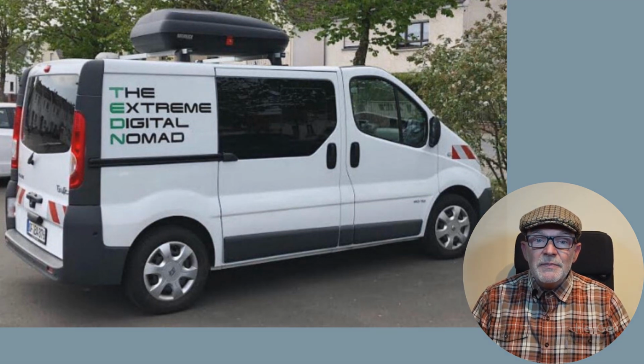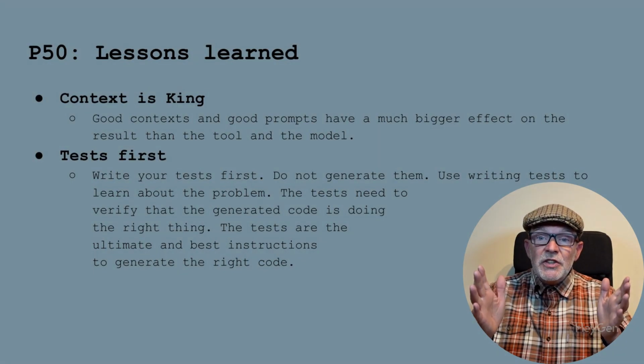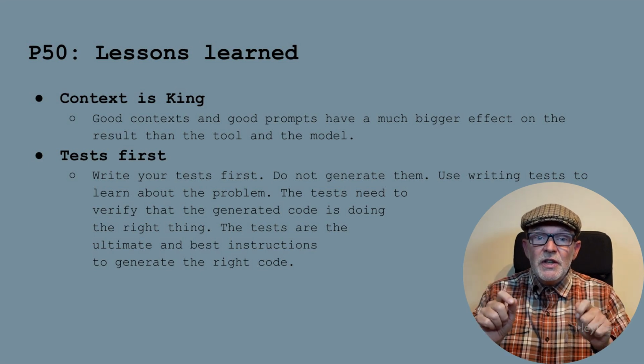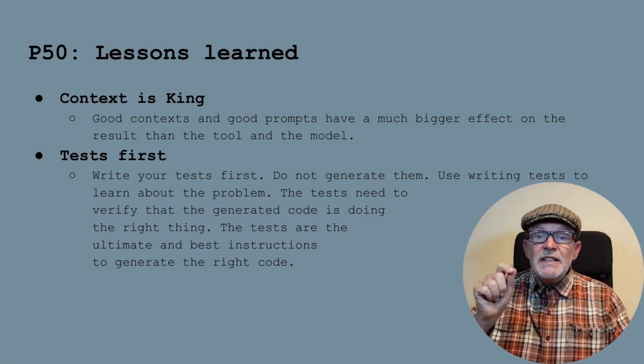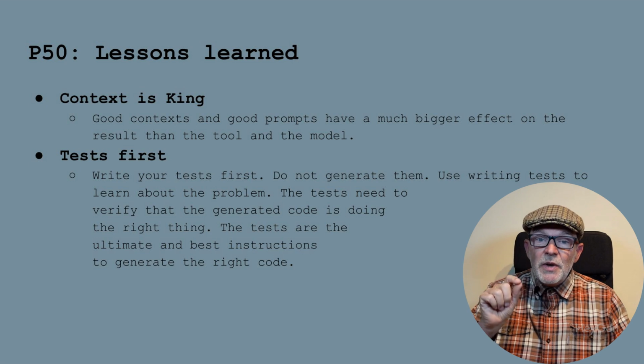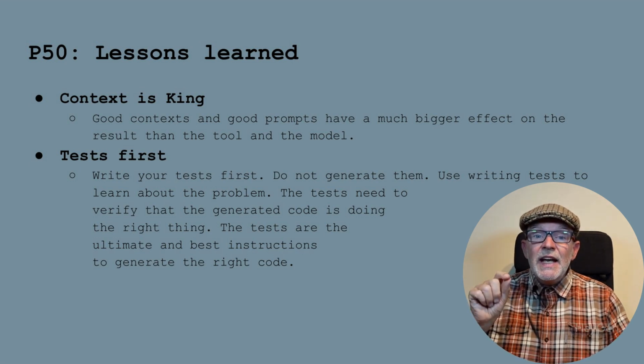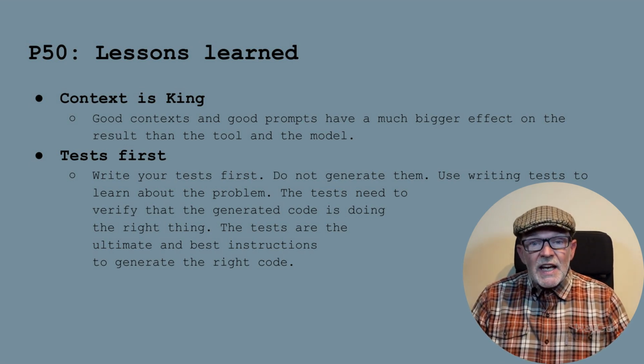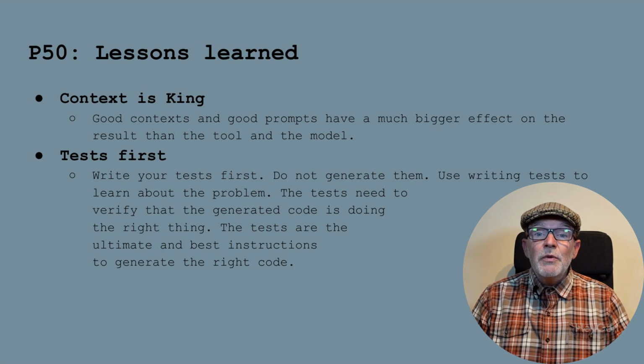Let's get started. As previously mentioned, context is king. Good results are a direct function of good, big, right contexts and good prompts. The other way around, if you do not like what the AI is doing, don't switch tools or models. Instead, try to improve the context you are giving to the AI and try to give better prompts with clearer instructions.